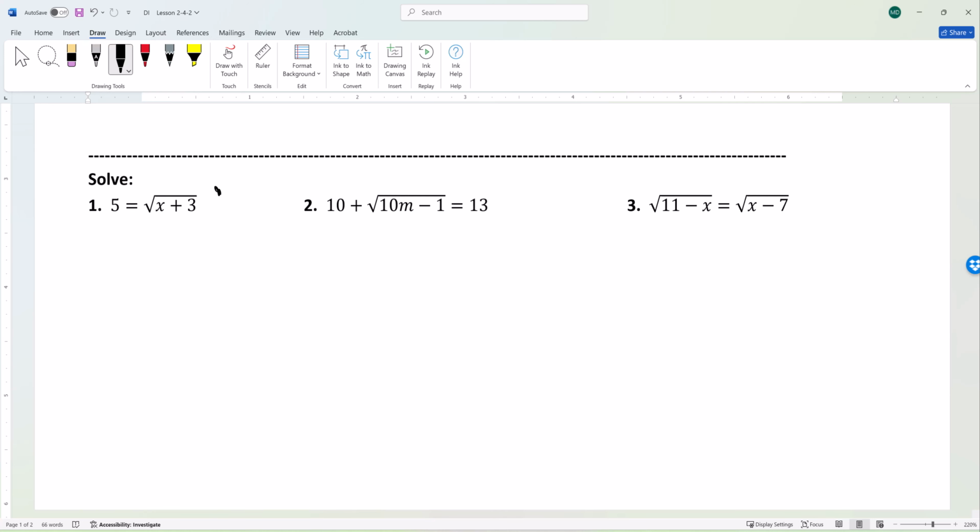Solving radical equations. So how do we get rid of a radical equation? We have to use a square. So we use a square to both sides. That cancels out the radical.